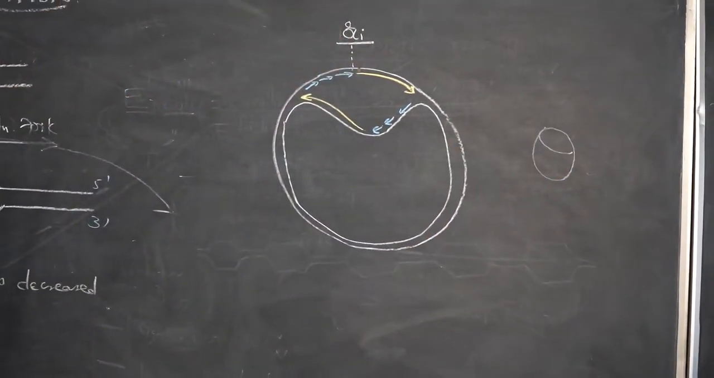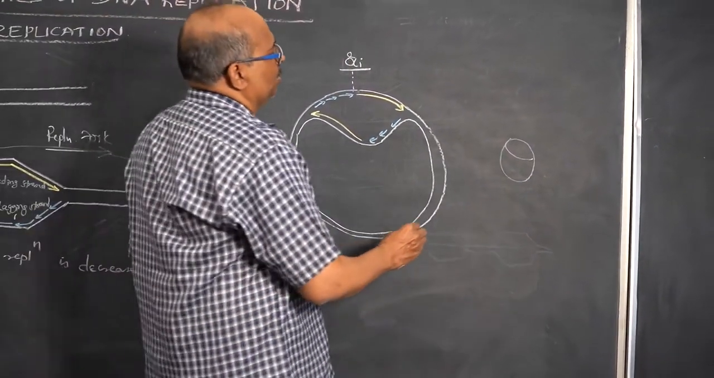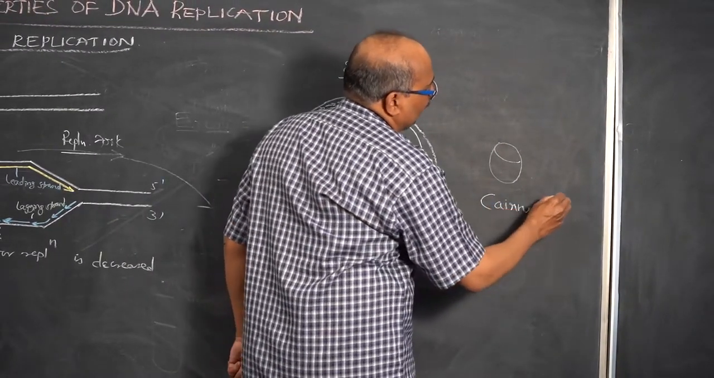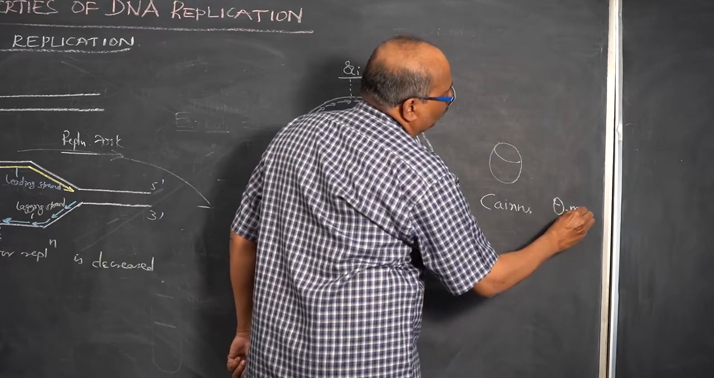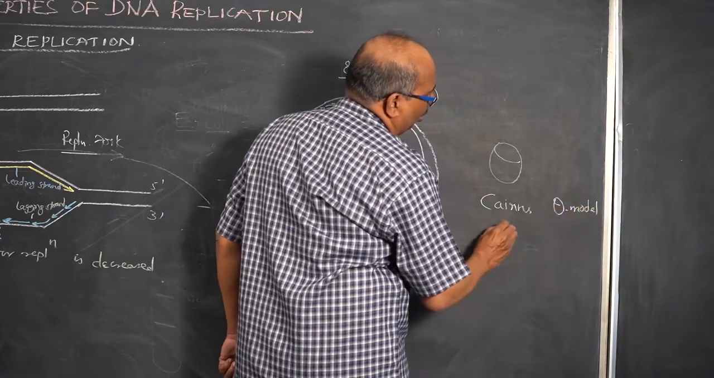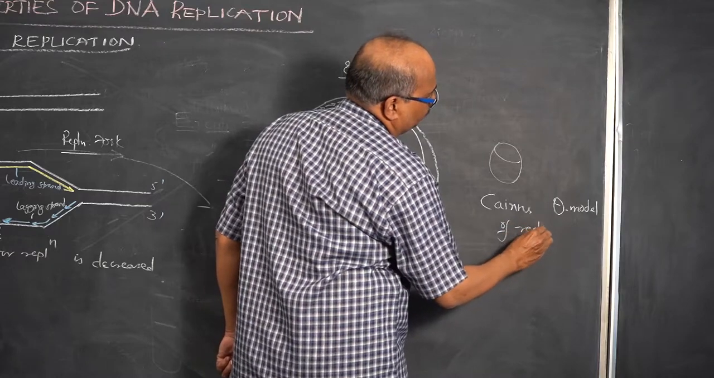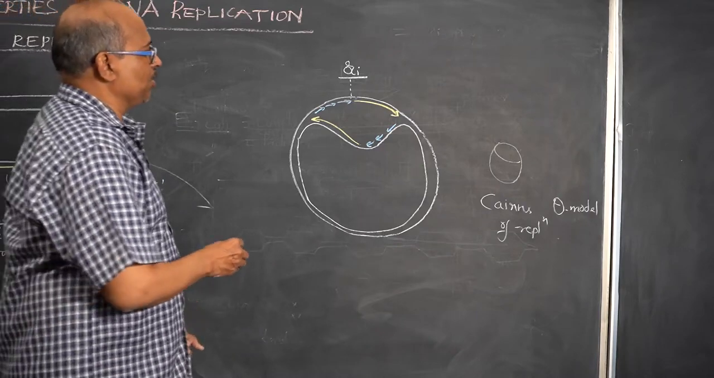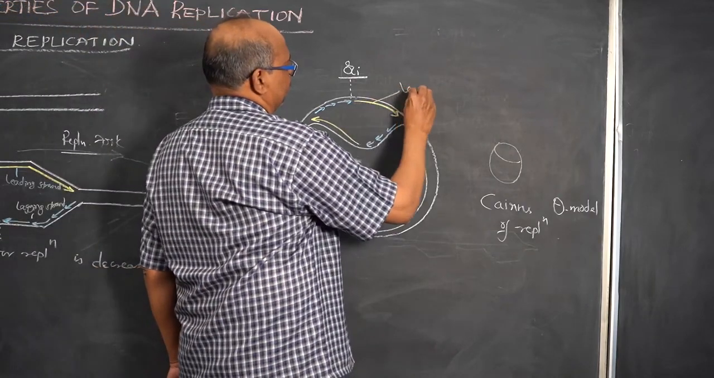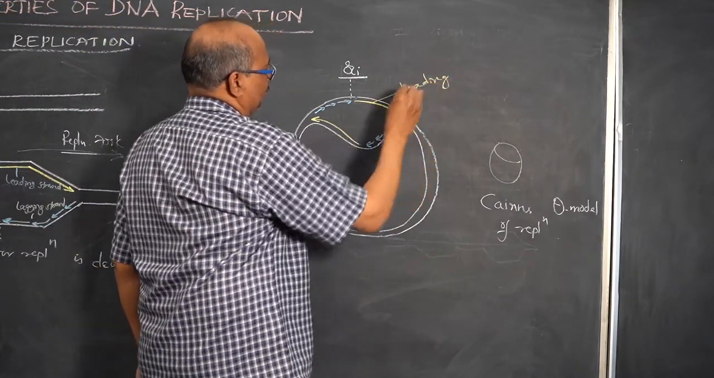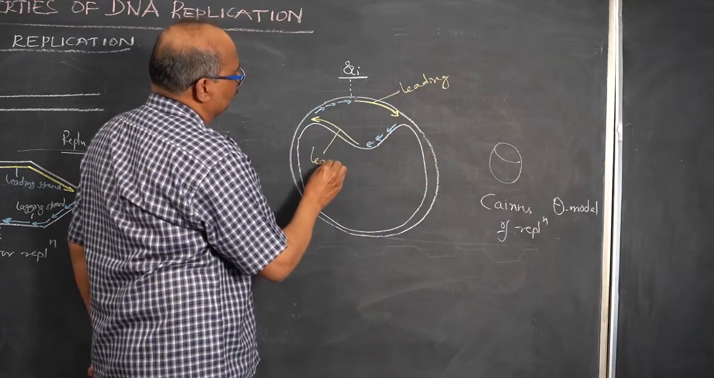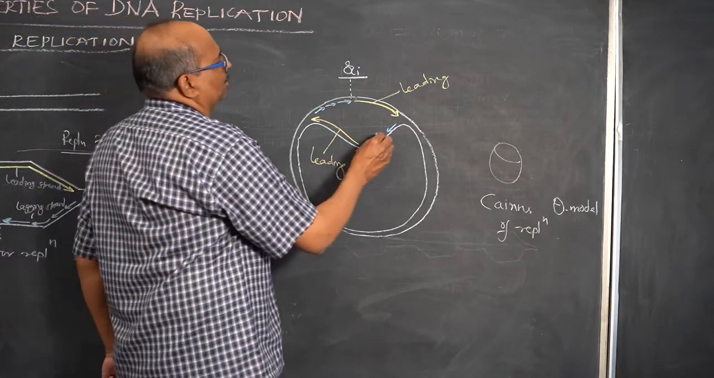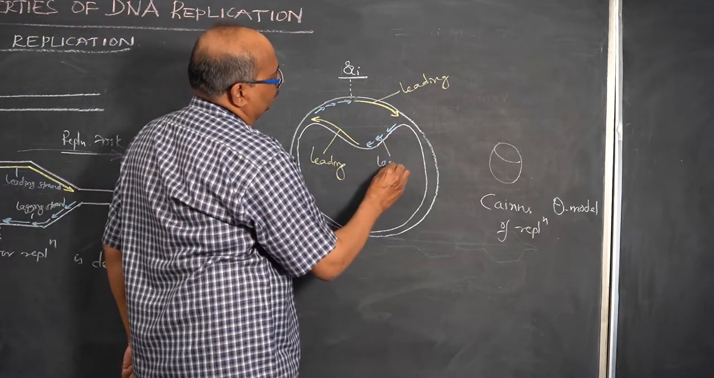That is in the theta shape. So Cairns, when first he studied, he gave the theta model of replication. So it was thought of as a new replication method. Later on, people identified that the theta mode is not at all a new type, it is a bidirectional mechanism.